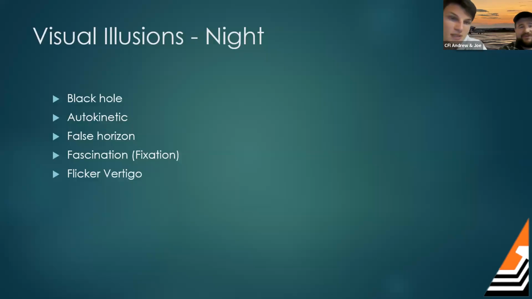Okay, more visual illusions, but nighttime ones. Yep. So we talked a little bit about these in our first webinar, so if you want to go back and review those, some of them are the black hole illusion, autokinetic, false horizon, fascination, which is fixating on one thing, and also flicker vertigo, because now it's nighttime, right? We have a few different illusions, like a mountain looking like a giant black hole, or a false horizon, right? In a big city like New York, a skyscraper sideways could look like the horizon to you when it's really not. A few things like that.